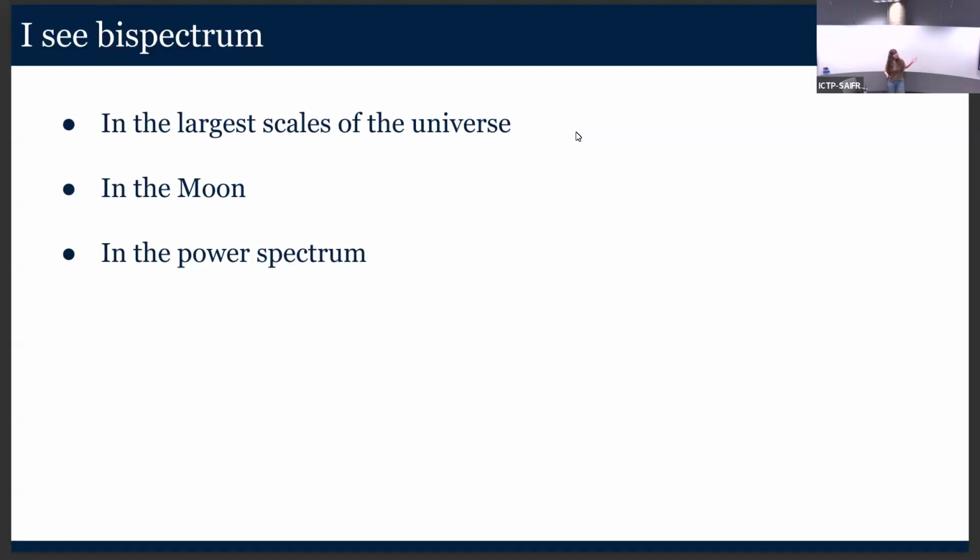And also I see the bispectrum in a very nice thing, the power spectrum. So you can take the bispectrum from the power spectrum. You don't have to look at the 3-point correlation function all the time. So yeah, these are the main topics that I'm going to discuss with you today.